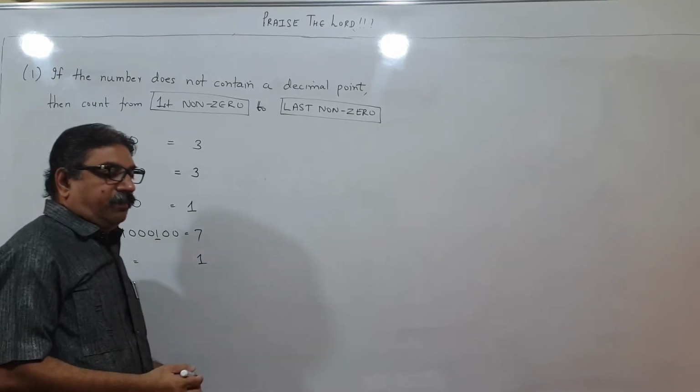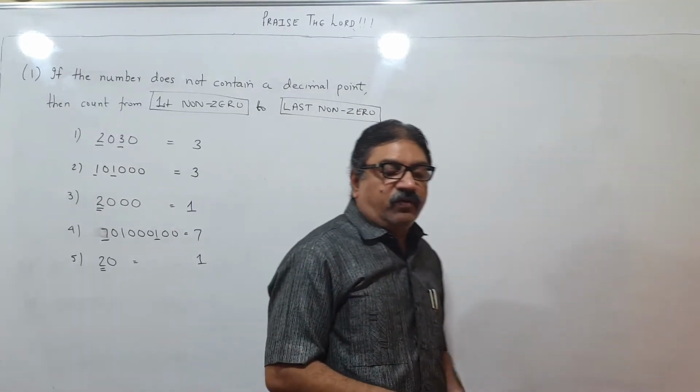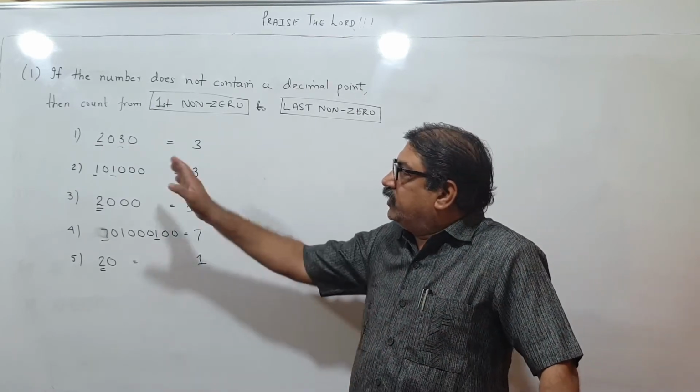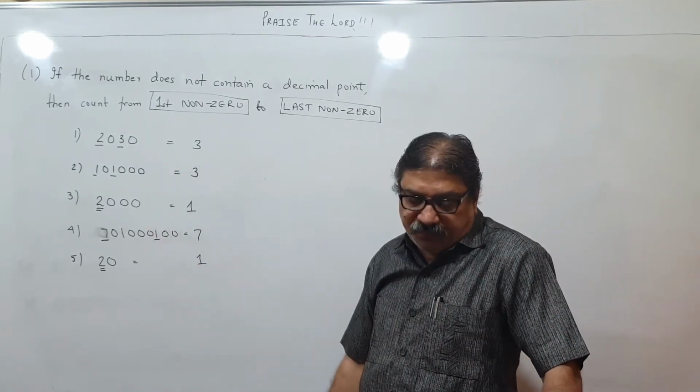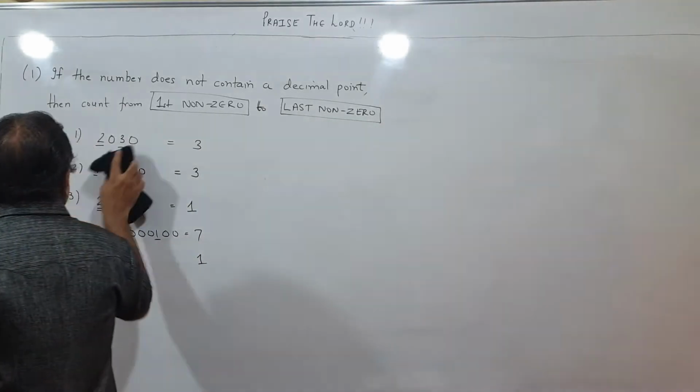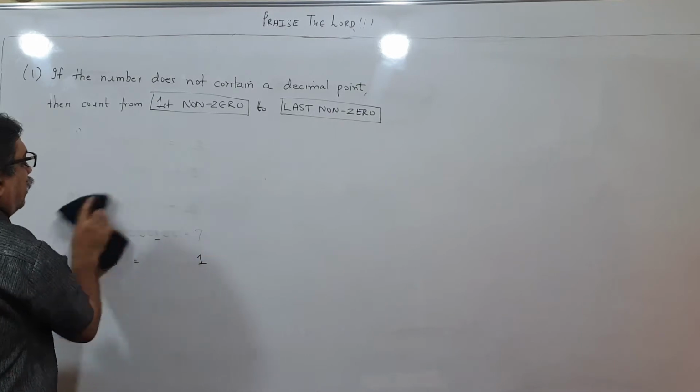So this is the rule for the number not having a decimal point. Count from first non-zero to last non-zero. Please copy the examples. Please pause and copy, children.